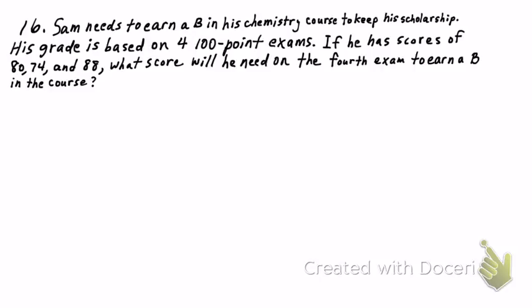First of all, how do you find the average of four numbers? Or at least that's what we're looking at here. There's going to be four tests. We know three of them. So we take the four numbers, we add them, and we divide by 4. And that needs to equal, well, if he needs a B, that needs to equal 80.